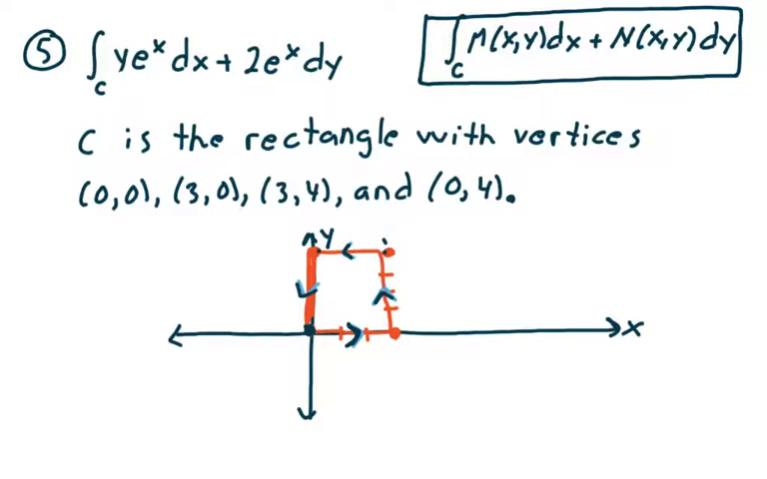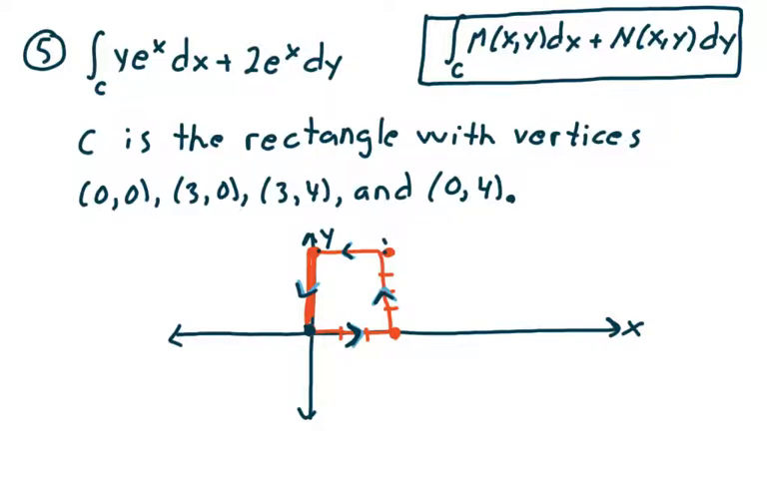Notice the arrows going in the counterclockwise direction. That's what I mean by positively oriented. So in other words, I'm going to go from (0, 0) to (3, 0) to (3, 4), back over to (0, 4), back down to (0, 0).